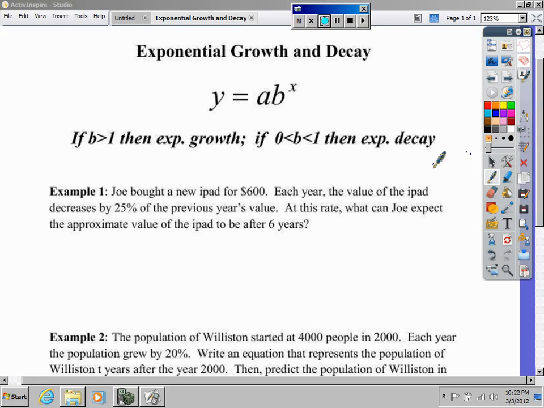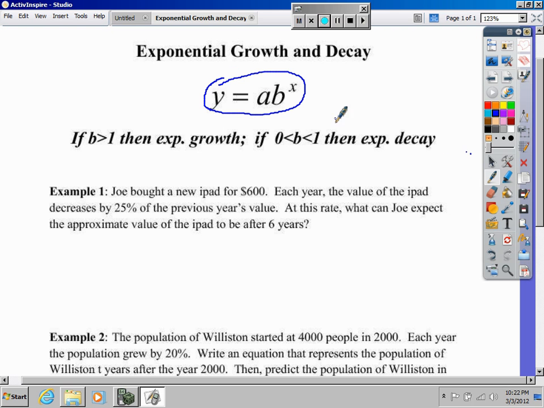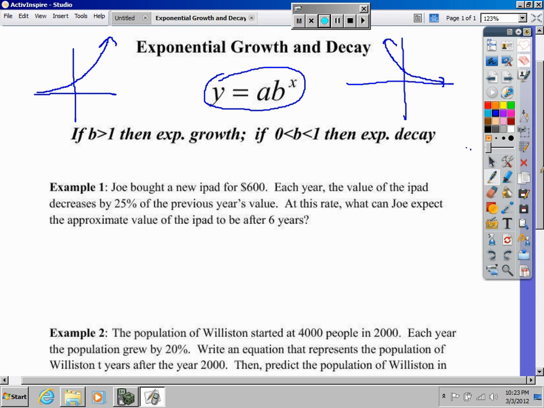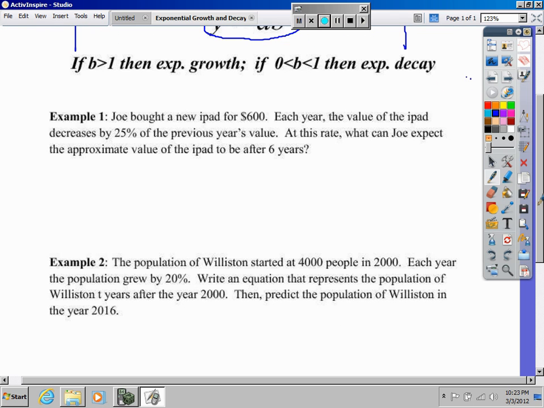Okay, for this video I'm going to talk about exponential growth and decay. That can be found in the form of y equals a times b to the x. If the b value is bigger than 1, we're going to have exponential growth that goes up like this. If the b value is between 0 and 1, then we have exponential decay. So let's give a couple real-life examples of exponential growth and decay.